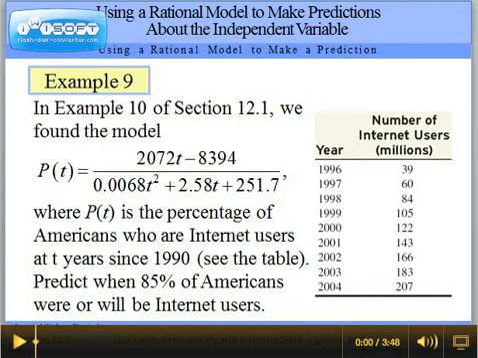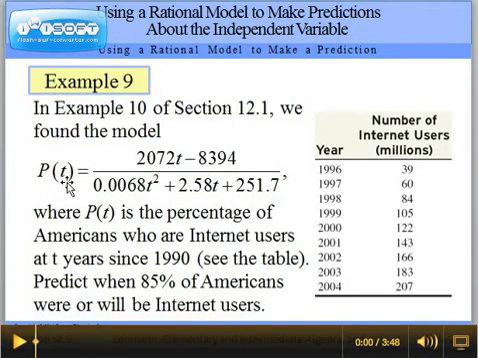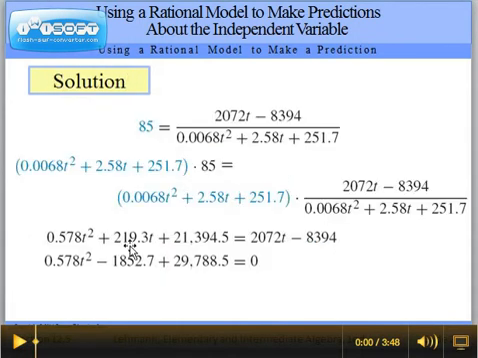Example 9. In example 10 of section 12.1, we found the model P of t equaling 2072t minus 8,394, all over 0.0068 t squared plus 2.58t plus 251.7, where P of t is the percentage of Americans who are internet users at t years since 1990 from this table. Predict when 85% of Americans were or will be internet users. I begin by setting the equation equal to 85, since P of t was a percent. So I'll substitute P of t with 85.